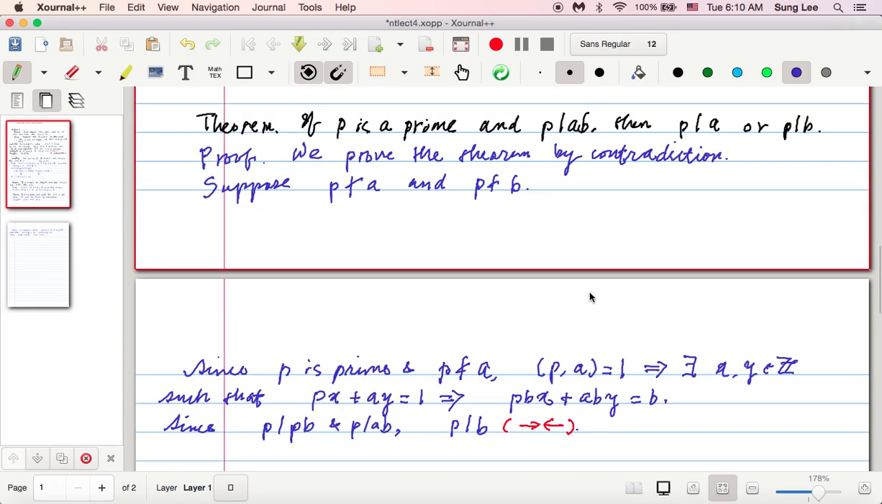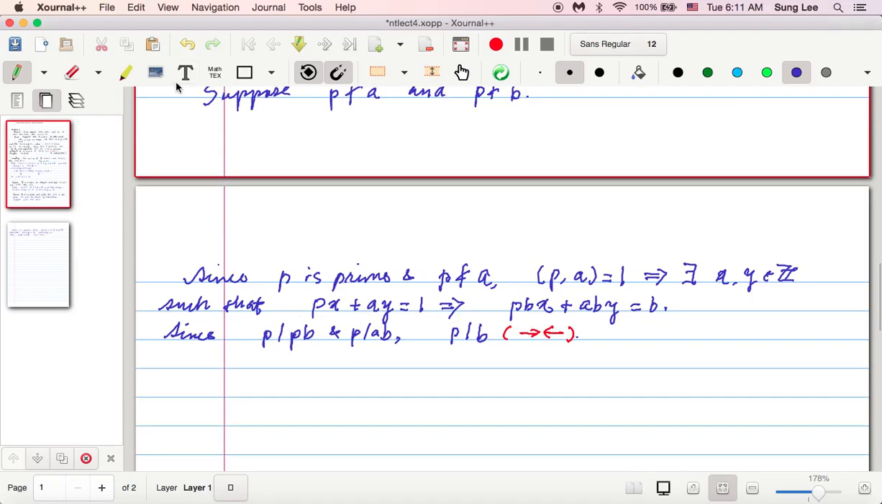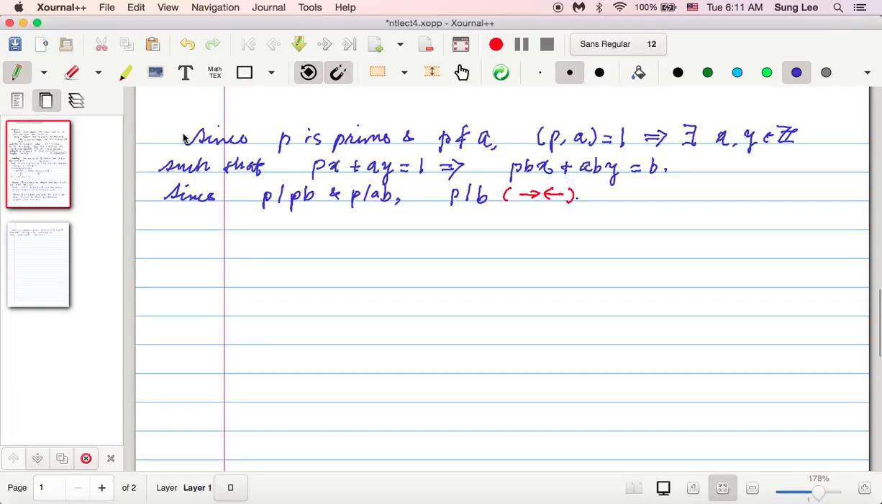And why does this contradiction happen? Because of this assumption, right? So the only other possibility is what? Therefore, P must divide A or B. Okay, so we finish the proof.